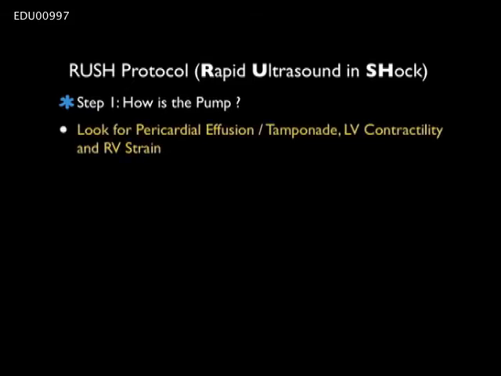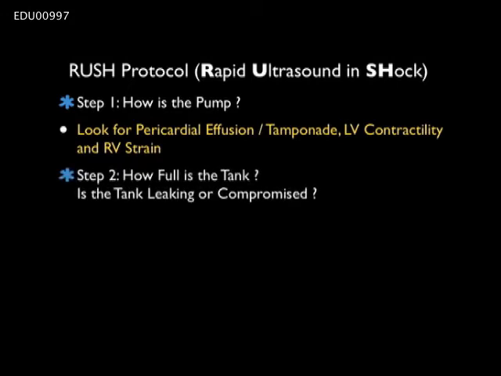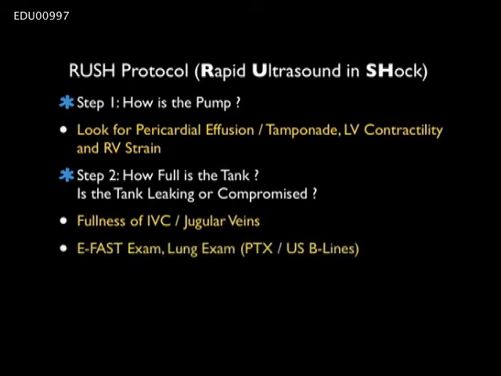The first step was evaluation of the pump. Here we were looking for three main things. First of all, assessing the heart for the presence of a pericardial effusion or cardiac tamponade. Number 2, evaluating the left ventricle for contractility, and number 3, evaluating the right ventricle for strain or dilatation that could indicate a large pulmonary embolus in the correct clinical scenario.